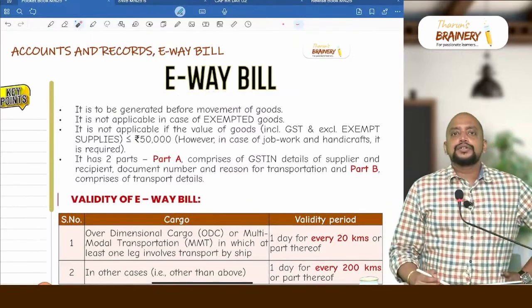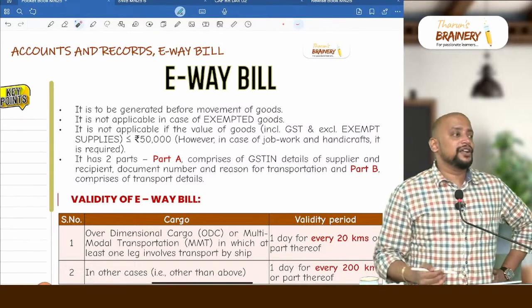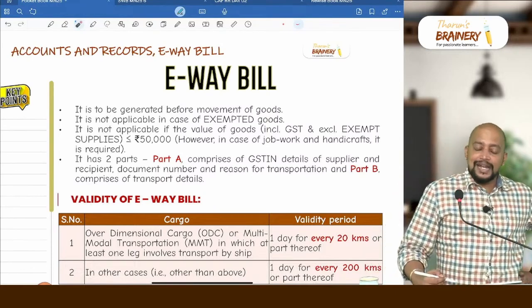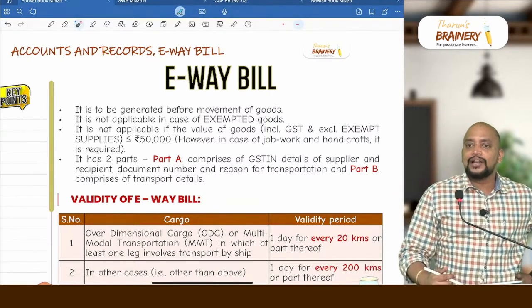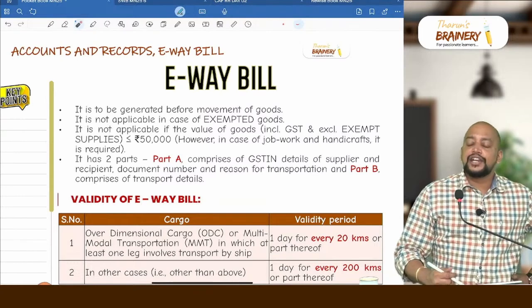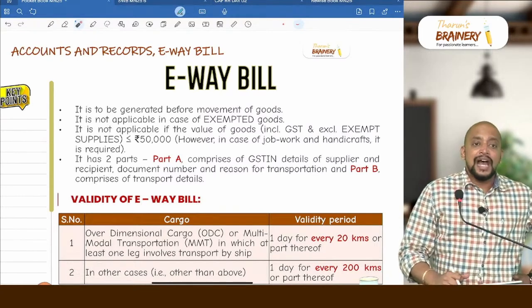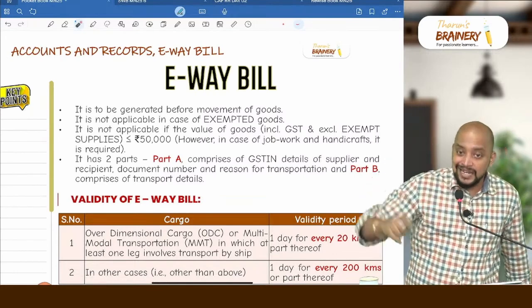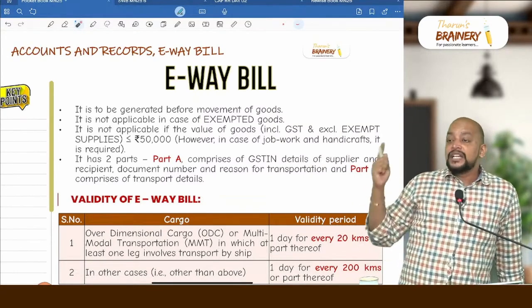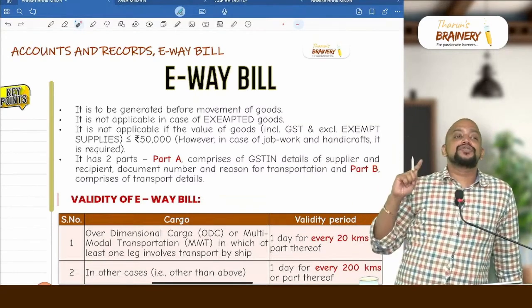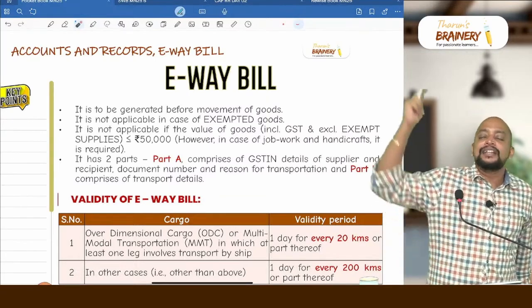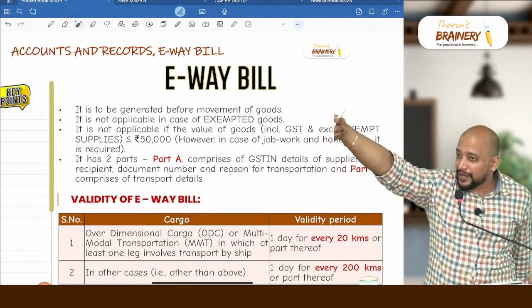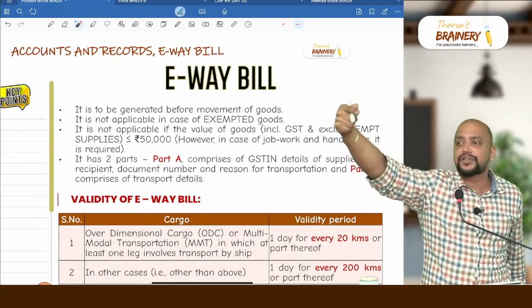E-way bill. Every person who is causing movement of goods is required to generate the e-way bill on the e-way bill portal, and they need to carry that along with the goods. Whenever the goods are intercepted by the proper officer under section 68, this e-way bill should be produced. If there is any defective e-way bill, or if the goods are transported without a proper e-way bill, the penalty will be payable under section 129, that is 200% of the tax if the owner comes forward.